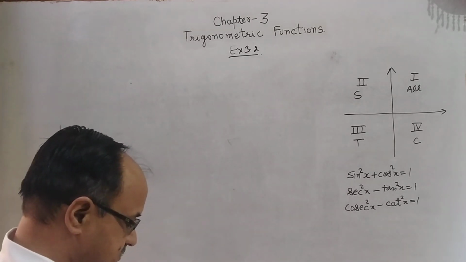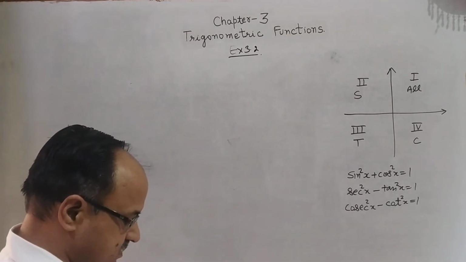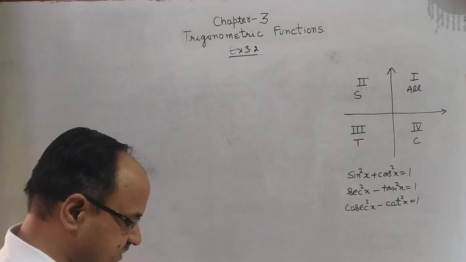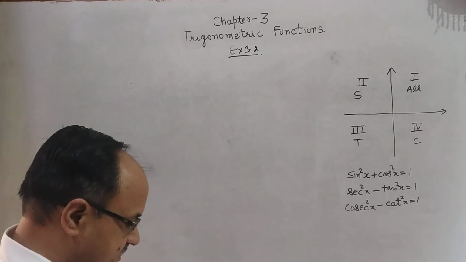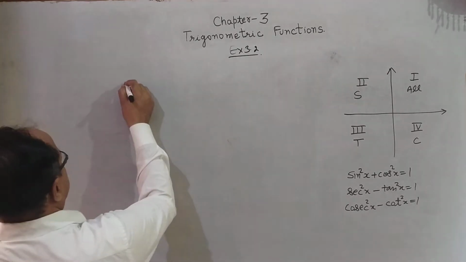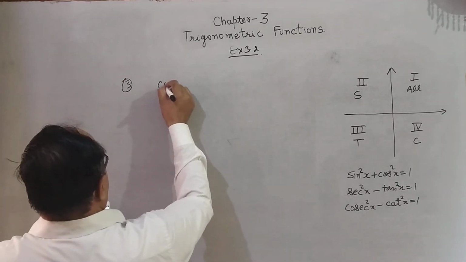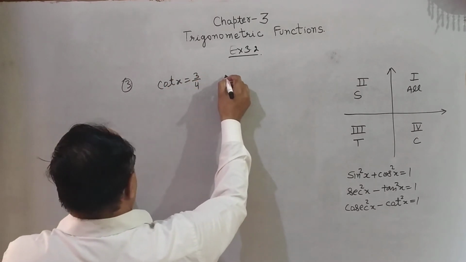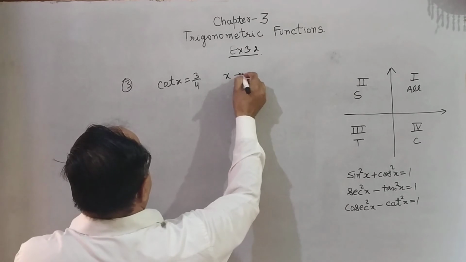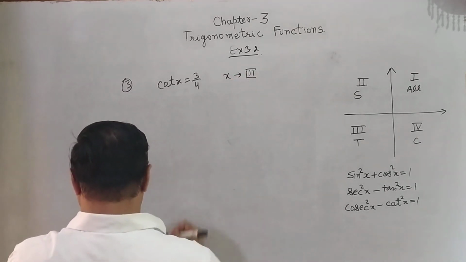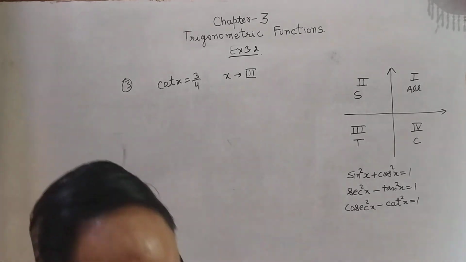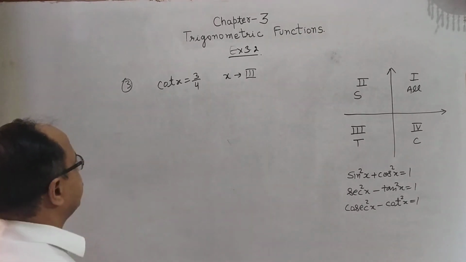Now, similarly, you can solve questions number 1 to 5. All are very easy. Next, one more question, the third. Cot x is equal to 3 by 4. X lies in the third quadrant.